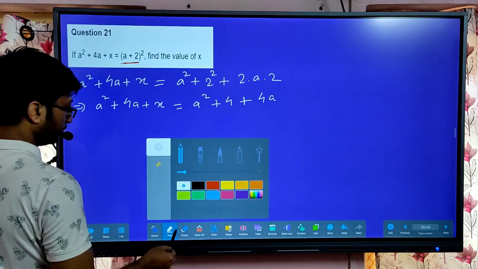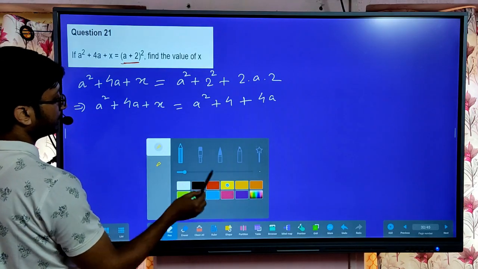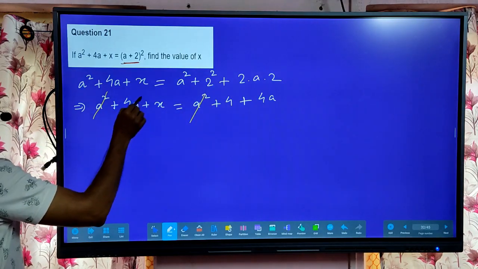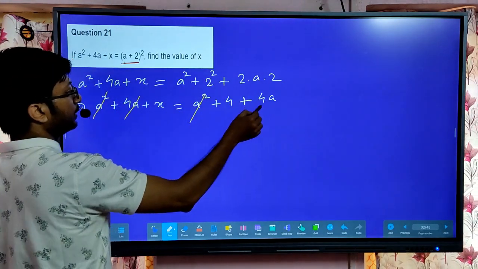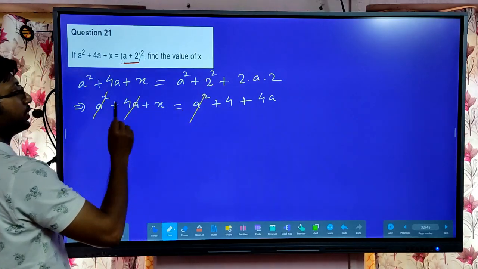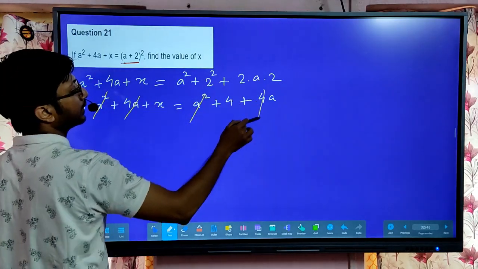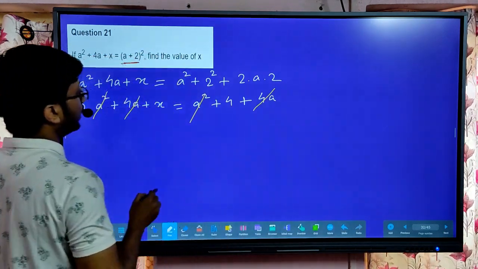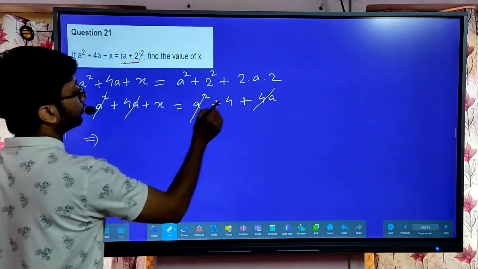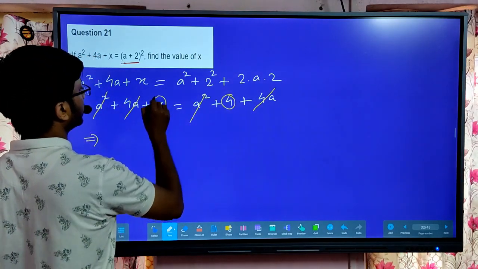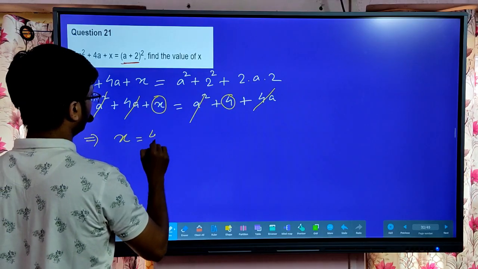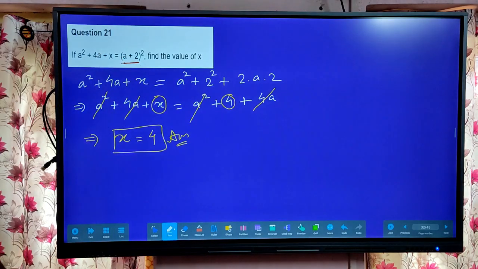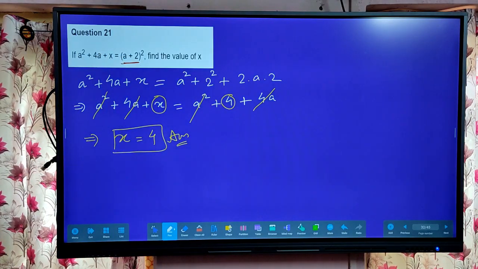So let us see, these terms will get cancelled out. A square will get cancelled out because this will come to the left side. This 4a will come and become minus 4a, so plus 4a minus 4a will get cancelled out, and only remaining will be 4, and here it is x, so x equal to 4 will be the answer. Very easy question. Pause the video and write it down.